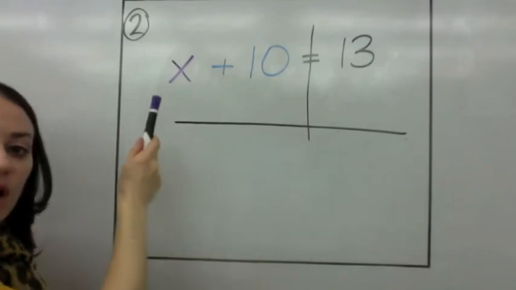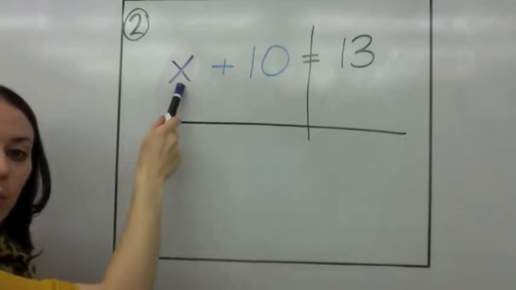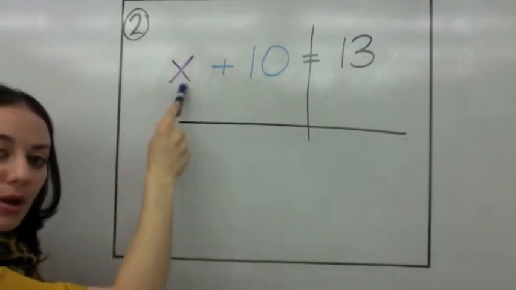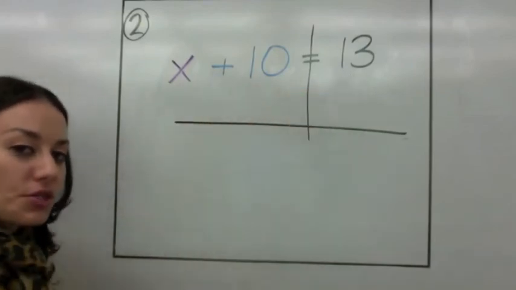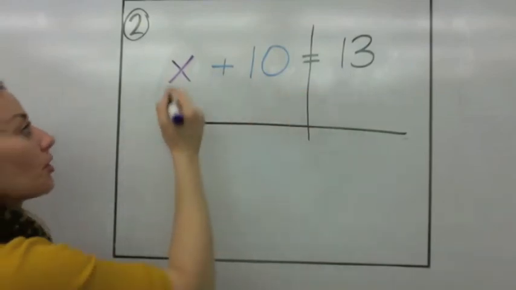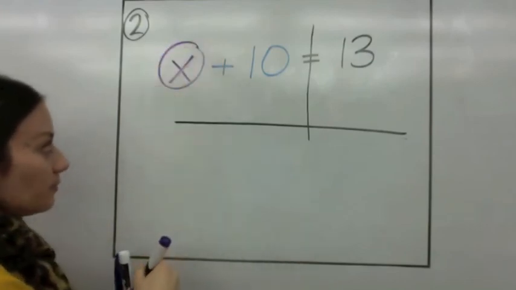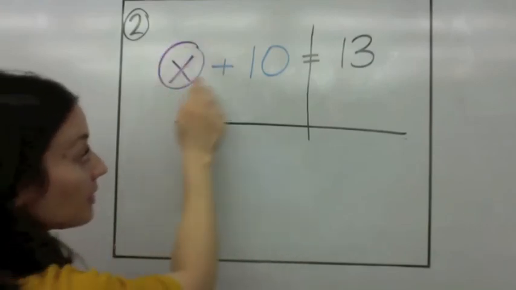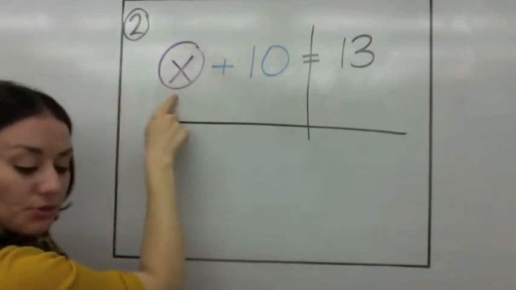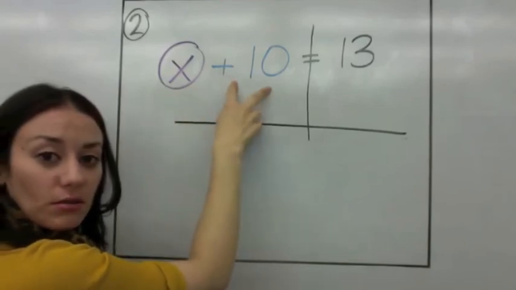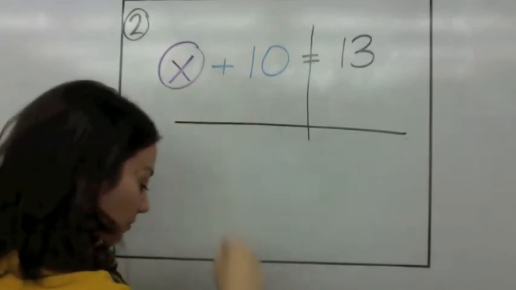Now we want to solve for x. We want to solve for what is x? What number plus 10 would give you 13? Okay, so you're going to circle x because you're looking for x. Now look at the number next to what you circled. What number is this? Positive 10, right? Positive 10.